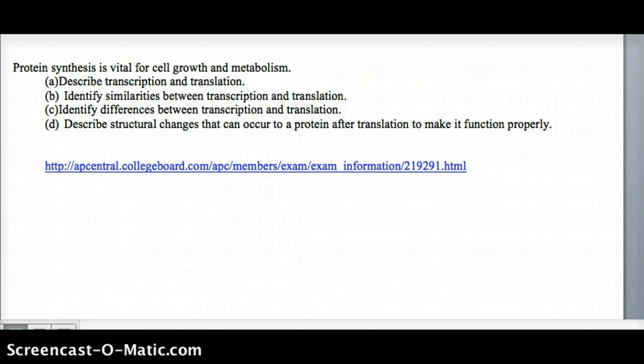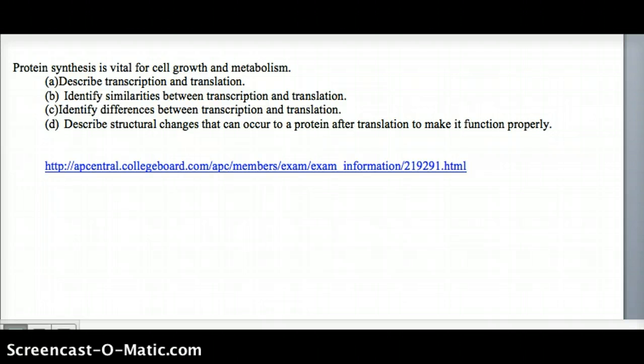So this was the first question. Protein synthesis is vital for cell growth and metabolism. So make sure you identify the four parts when you write an open response, separate out A, B, C, and D, but then write in complete sentences. I recommend you take notes to make sure you know what you're talking about and you don't just babble on, but if you don't have time, you don't have time.